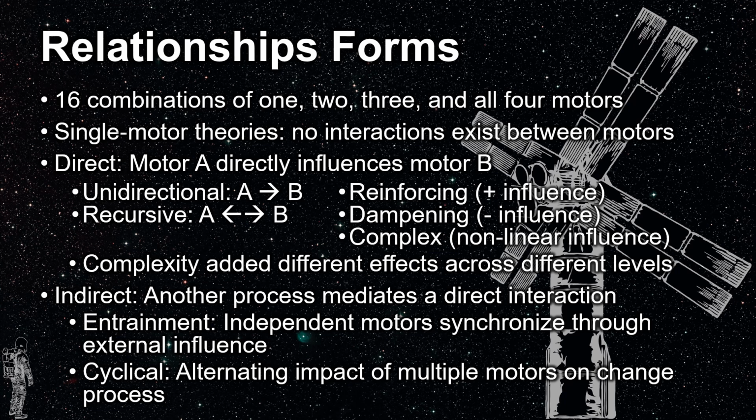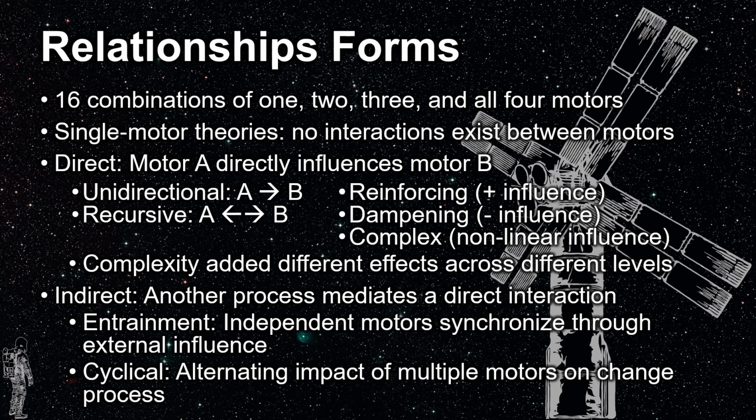The way the four basic change motors combine in 16 different ways can be classified into four groups: single motor, dual motor, trimotor, and quad motor theories. These correspond respectively to the use of 1, 2, 3, or all four of the change motors in describing a given phenomenon. The four single motor theories represent main effects where no interactions exist. The other 12 combinations represent theories with interaction effects between the multiple motors.